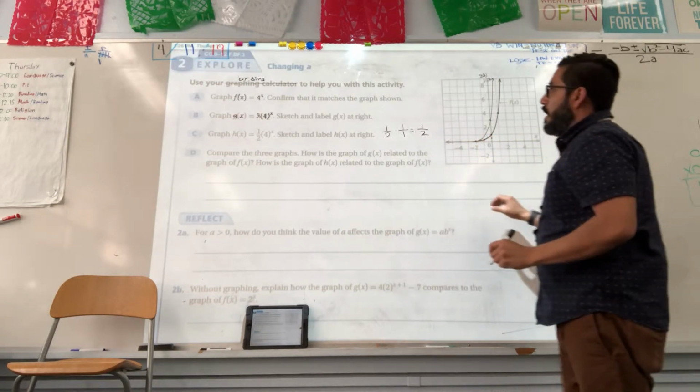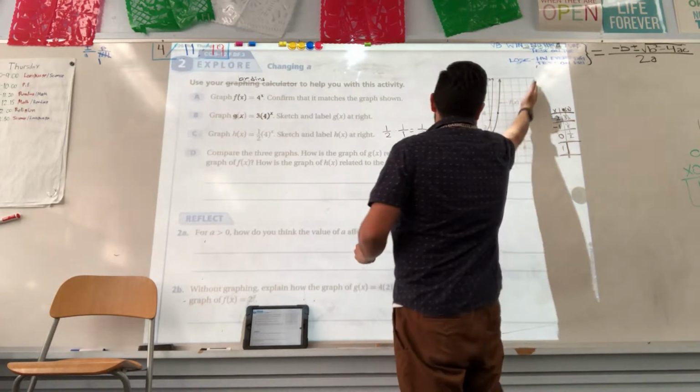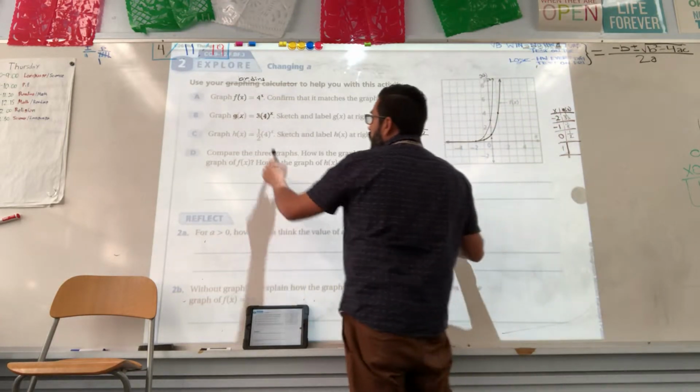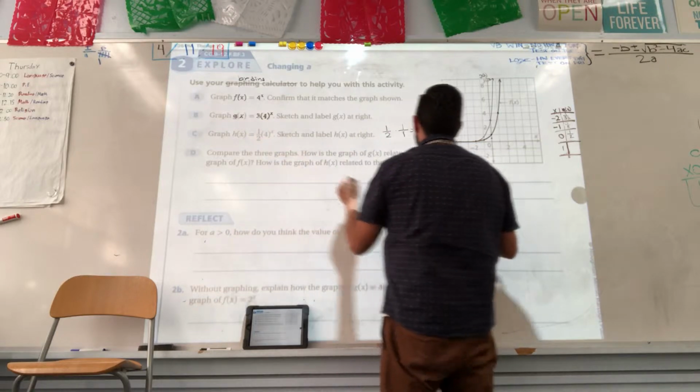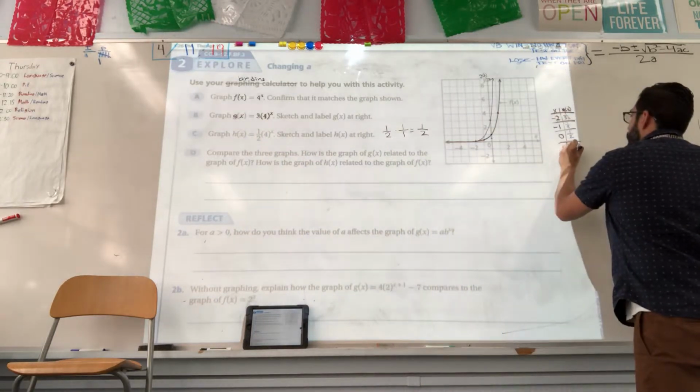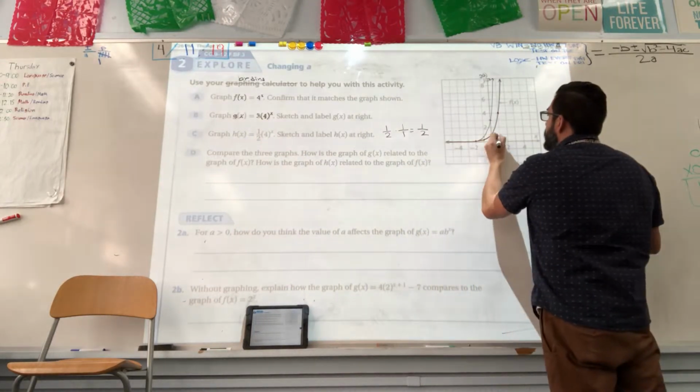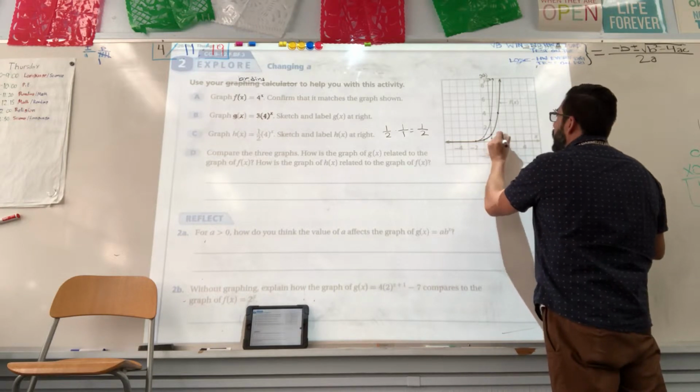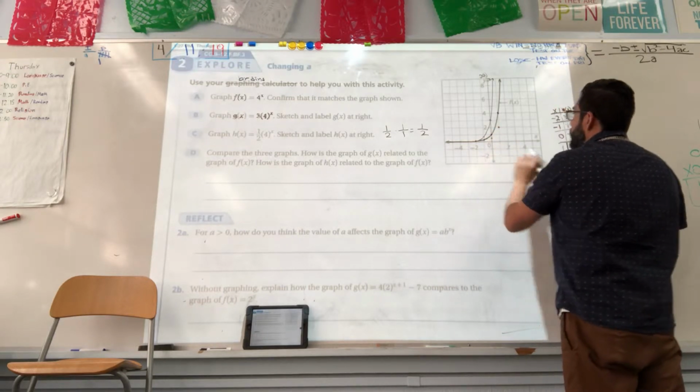All right, and then when we get 1, so this one we're probably going to want to go a little bit farther out. When we get 1, 4 to the first power is 4. 4 times half is 2. Okay, so that's at 1. 1 is 2.